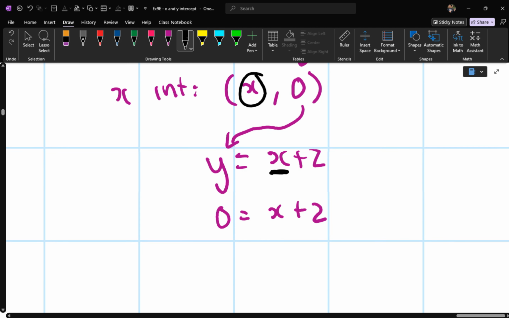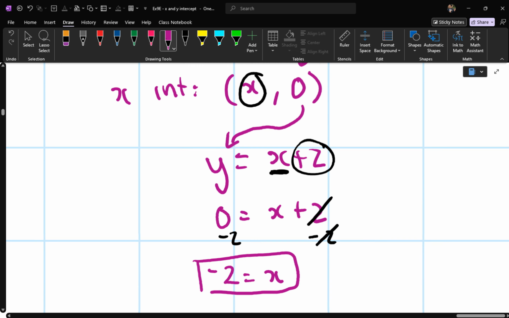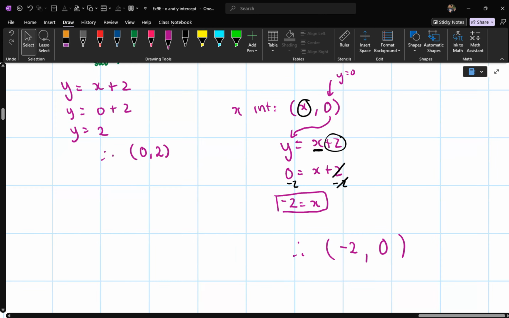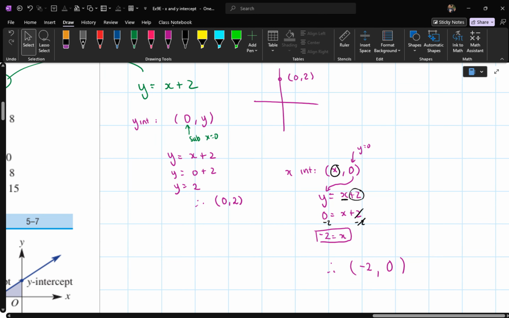Well, in this case, to get x by itself, I need to remove the plus 2. Minus 2 on both sides. And so then you get x is equal to negative 2. Now, what does that mean? That means that for you to have an x-intercept, y had to be 0, and you did your calculations and found out that x is -2. So your coordinate for the x-intercept is (-2, 0), which is over here.